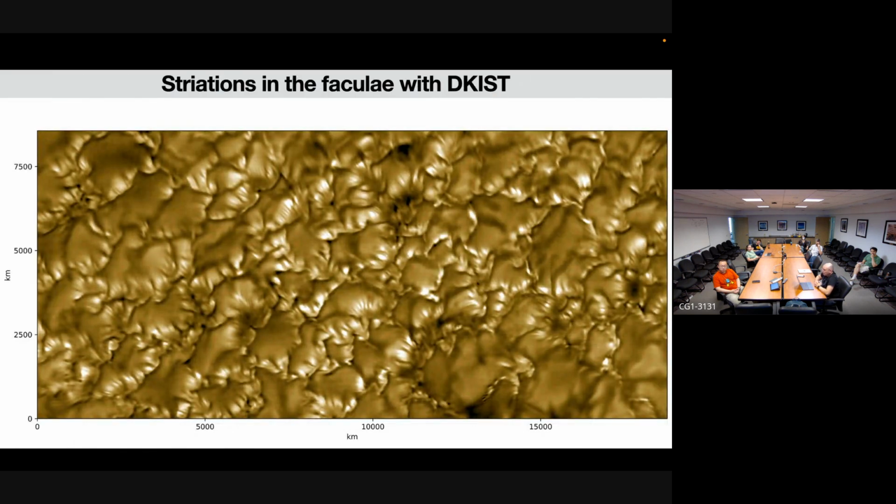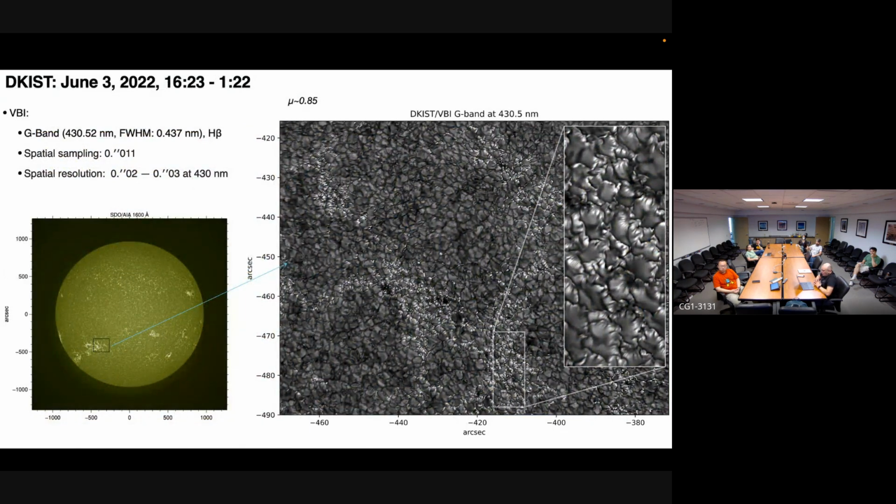Well, this is what we have with DKIST. This is what a 4-meter aperture can give us. Even without any measurements, we can see that these structures are finer and narrower compared to what we used to see in previous observations. Let me discuss a little bit more about this DKIST observation.